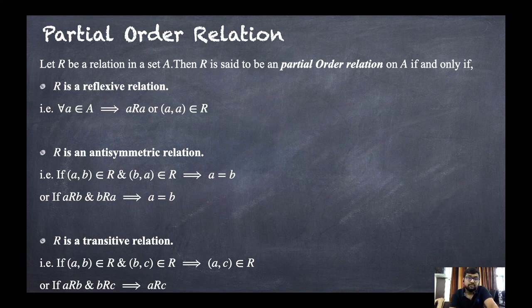Now what is an equivalence relation? If R is reflexive, symmetric, and transitive, then we can say that it is an equivalence relation. And the main difference is here the symmetricity. If it is symmetric, then it is an equivalence relation, and if the given relation is antisymmetric, then it is a partial order relation. So let's take the first example.